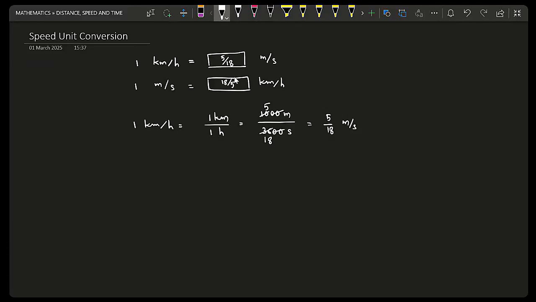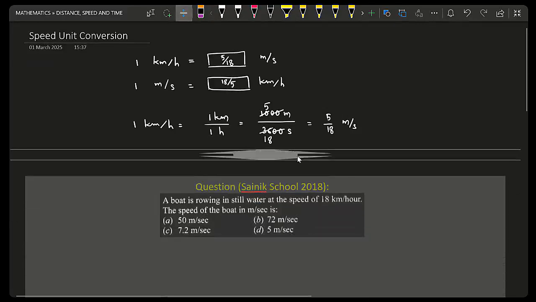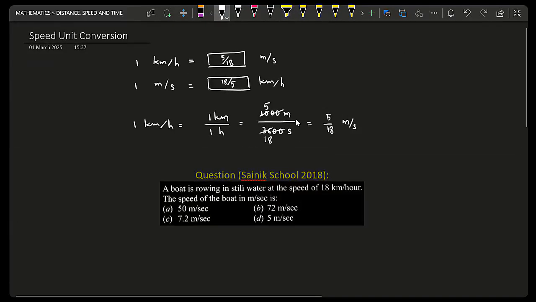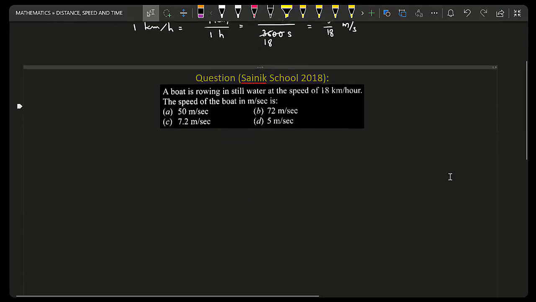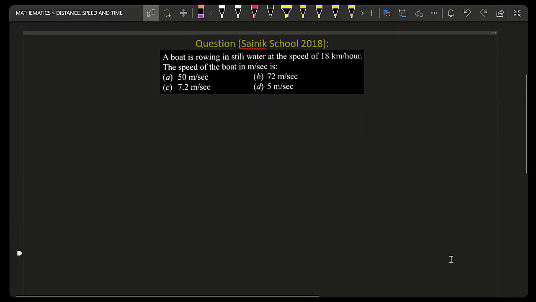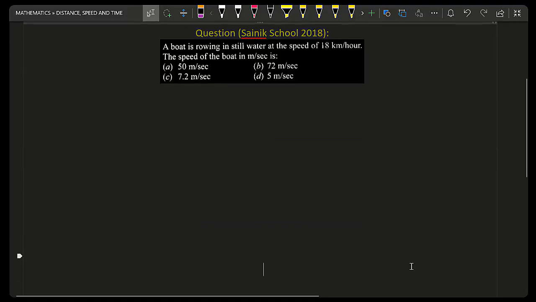Using this speed conversion, let us see one question. All of you try to solve this question. This question came in the 2018 exam. A boat is rowing in still water at the speed of 18 kilometers per hour. The speed of the boat in meter per second is? They are just asking to convert the speed units. So who will answer this question?